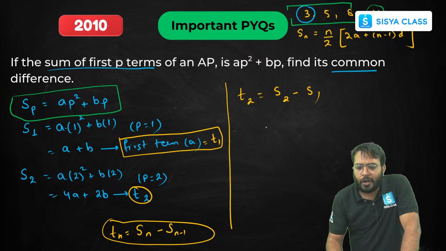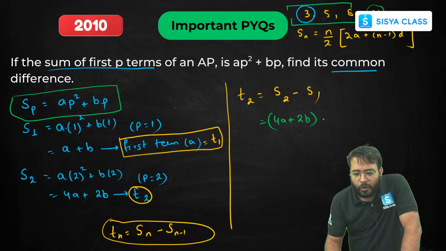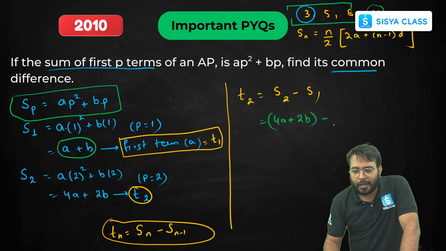Understood my point? Okay. So here S2 की वैल्यू क्या है बेटा? Sum of 2 terms की वैल्यू क्या है? It is nothing but 4a plus 2b. 4a plus 2b, right? Okay. And what is going to be the sum of one term बेटा? Sum of one term की वैल्यू क्या है? That means first term क्या है बेटा? a plus b, yes or no?